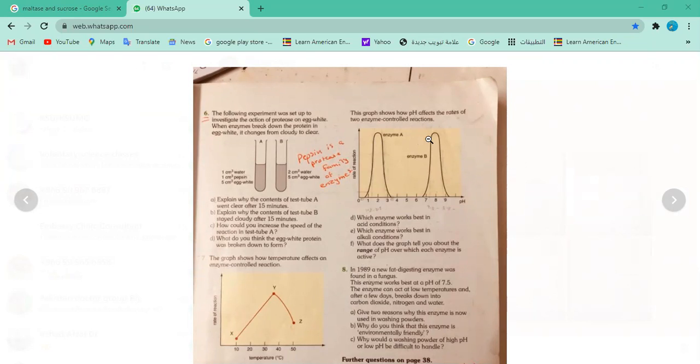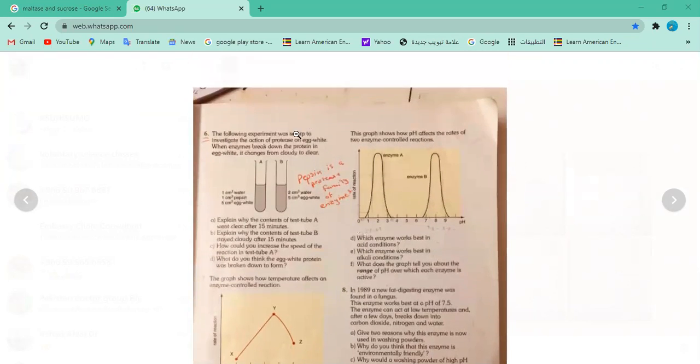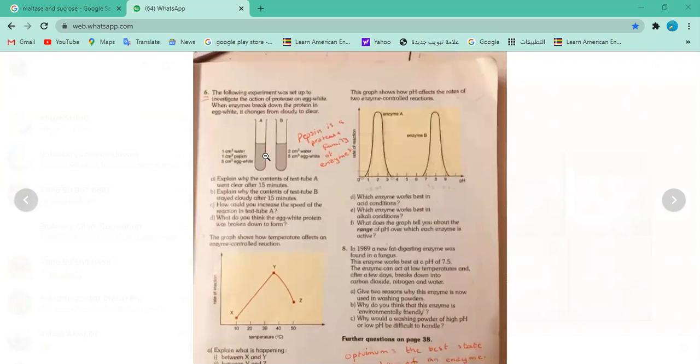So now look, first of all, you have read this scenario. Now the second part after you have read this is to look at the tubes, tube A and tube B. So what is given over there? 1 cm cube of water, 1 cm cube of pepsin, and 5 cm cube of egg white. Okay, and there are three things in tube A.